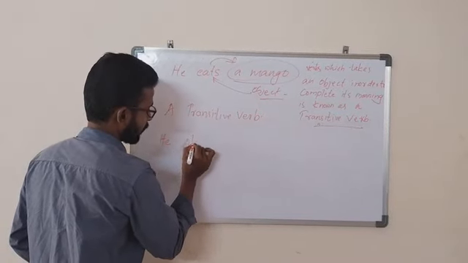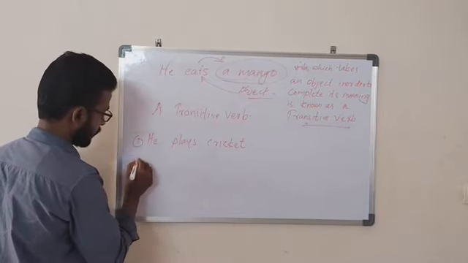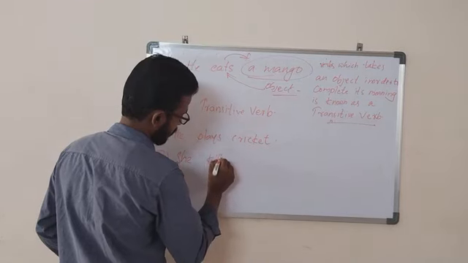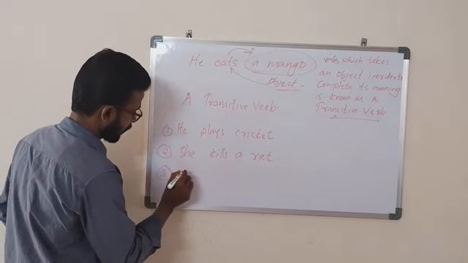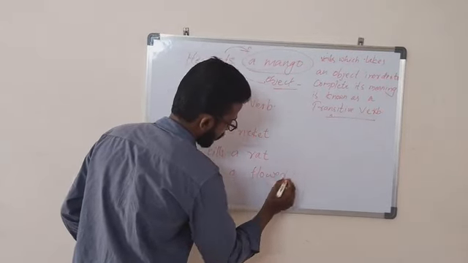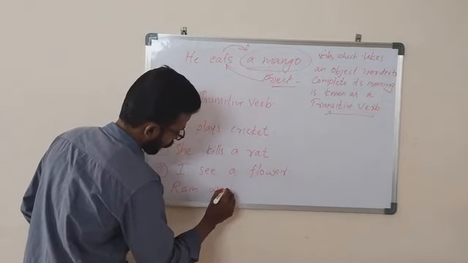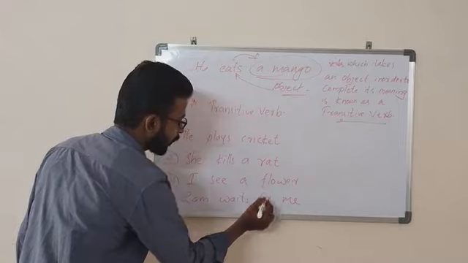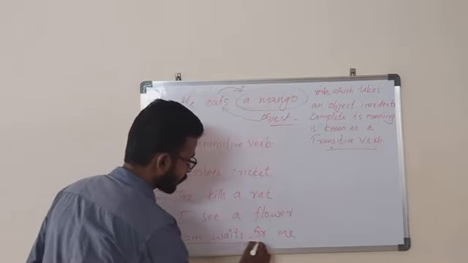He plays cricket. She kills a rat. I see a flower. Ram waits for me. So try these examples. In this fourth one, a little care should be taken.